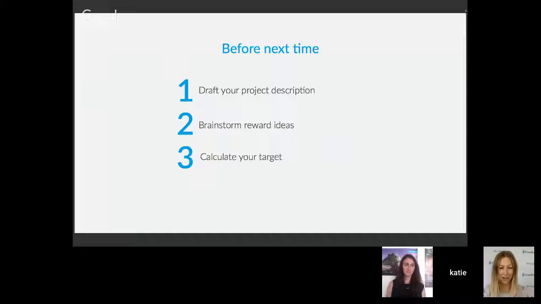Do have a brainstorm of some reward ideas, see what you can come up with. Generally getting a few of you around a table and having a go is a good way to start. And do think about calculating your target. Now, that's not something that we've really touched on at all today in this webinar, but there's a fair bit of advice on it in that downloadable pack. So again, if you haven't got the memo that you should download the pack, absolutely do it. That's where you can find that information.